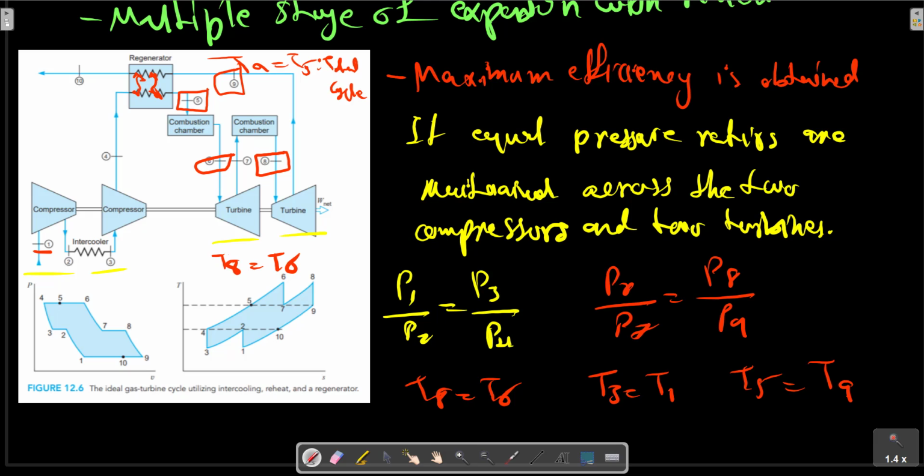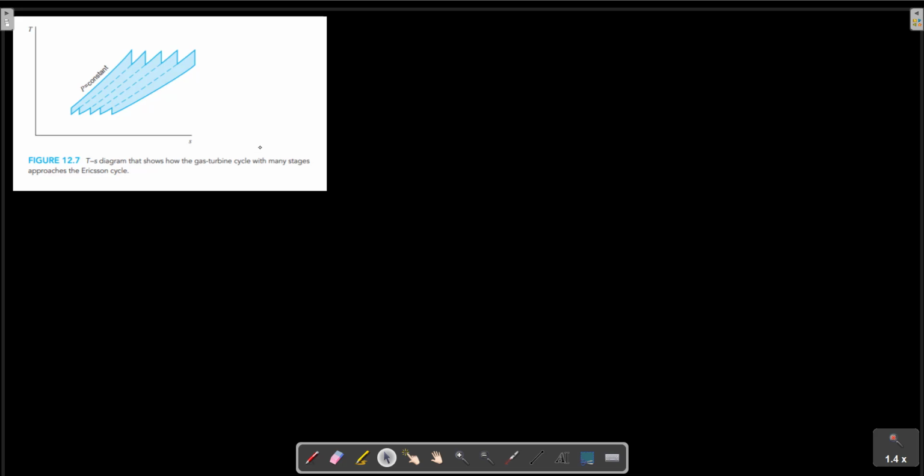If a large number of compression and expansion stages are used, it is evident that the Ericsson cycle is approached. That is shown separately in the next picture. In practice, the economical limit to the number of stages is usually 2 or 3. Turbine and compressor losses and pressure drops that have already been discussed would be involved in any actual unit employing this cycle.